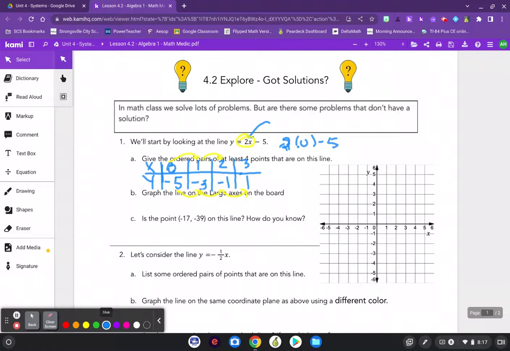B says graph the line on the large axis on the board. So in class we had these really large magnetic coordinate planes so that instead of trying to squeeze it onto this paper, we could put it onto the coordinate plane. I'm going to obviously put it on this paper. Now I could either graph the points that I just found, or I could graph using this information. Either one. If I graph my points, I have 0, negative 5. I have 1, negative 3. I have 2, negative 1. I have 3, 1, and so on. Guys, when you graph your lines, go ahead and extend with some arrows, please.